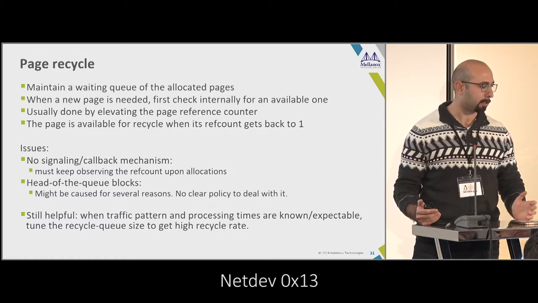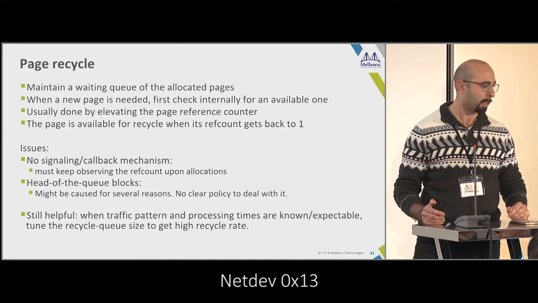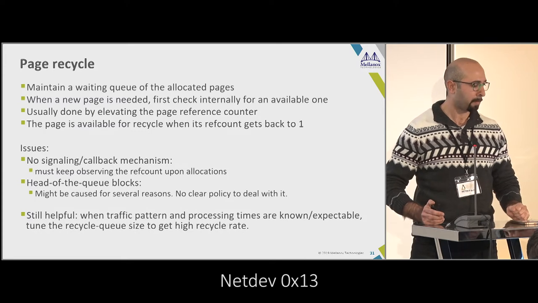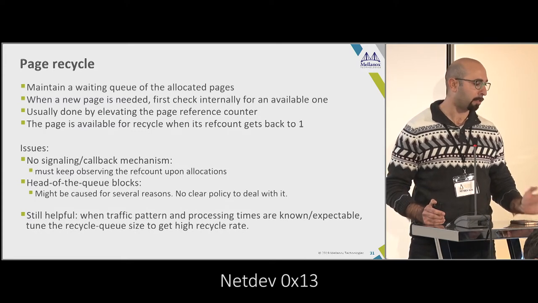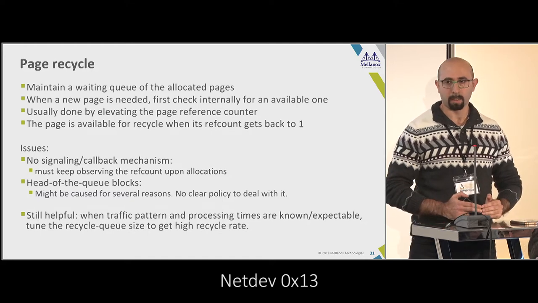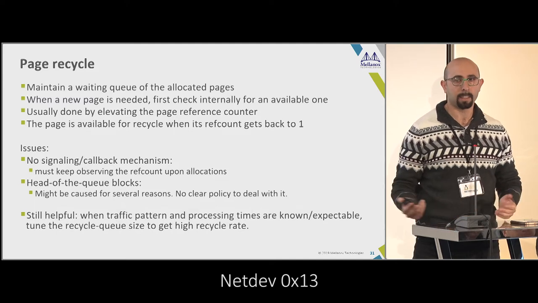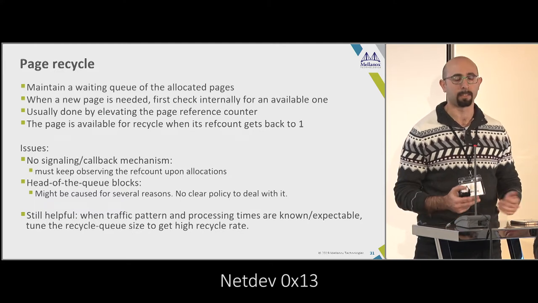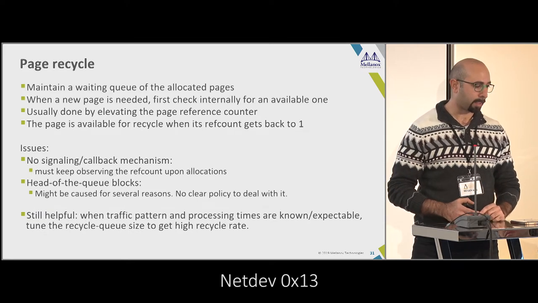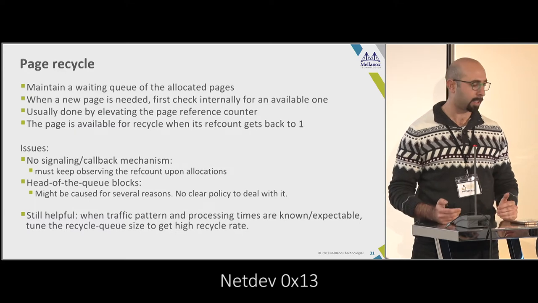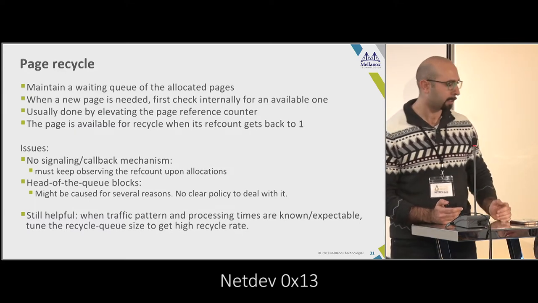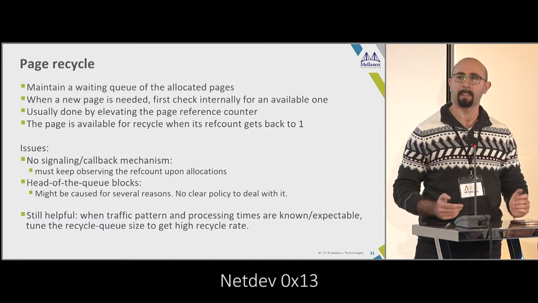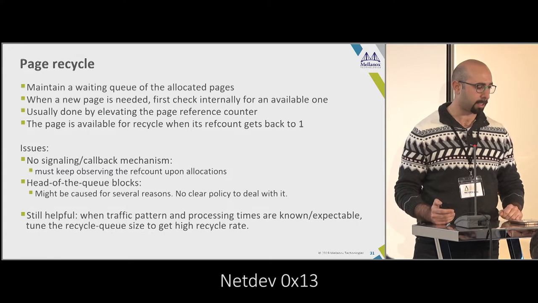The issue here is that there is no signaling or callback mechanism, and you need to continuously observe the ref count upon your allocations. And then you are exposed to head of the queue blocking, because if your first page in the queue is not released yet, it's not available for you, then it's unclear what is the right strategy here. Is it just to release it or pop it back to the end of the queue? There's no clear policy, and there's no one policy that is good for all cases. This is still helpful, actually, if you know and expect the traffic pattern and the processing time that your data center is working on.